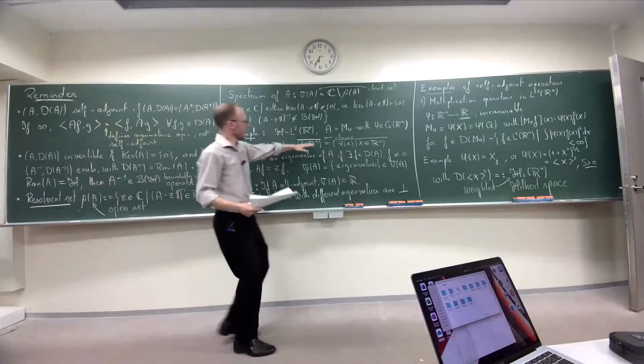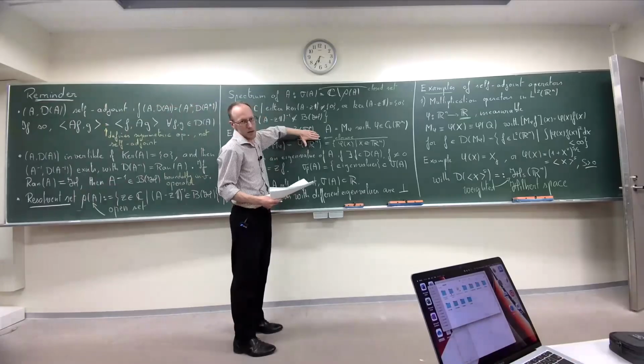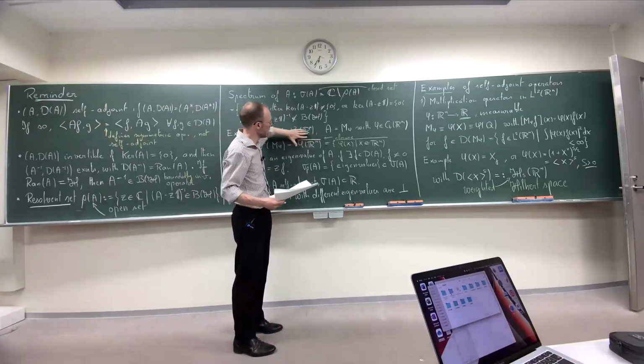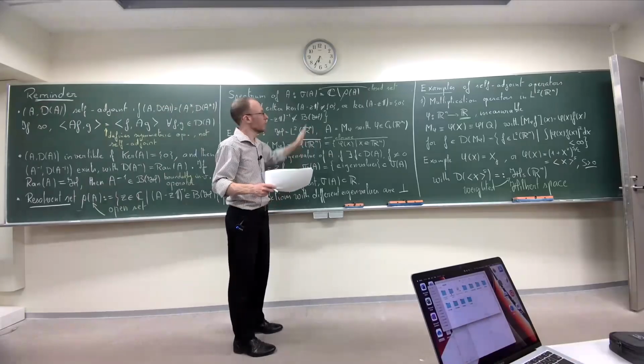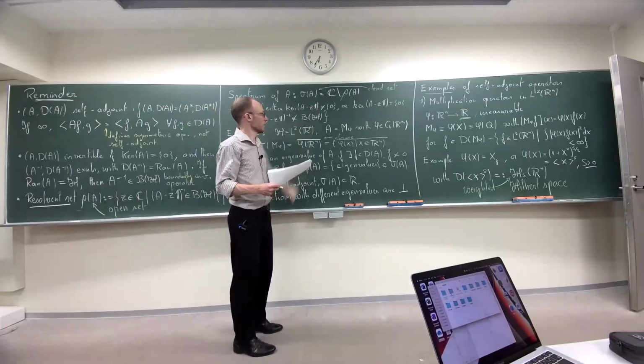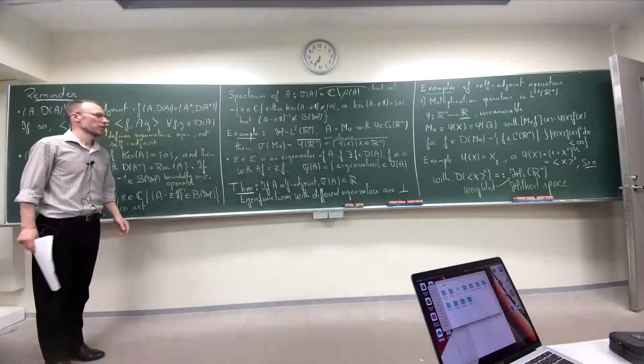But this set without the closure can be not closed. For example, the image of R by the hyperbolic tangent is the open interval -1, 1, but the spectrum is a closed set, so you have to take the closure.